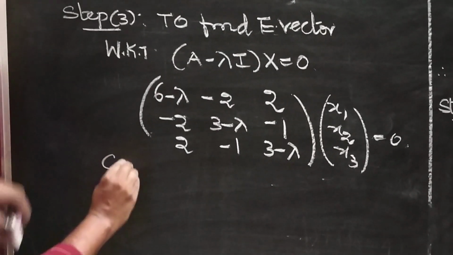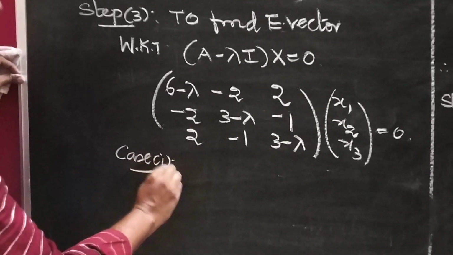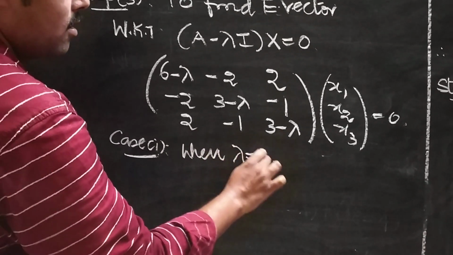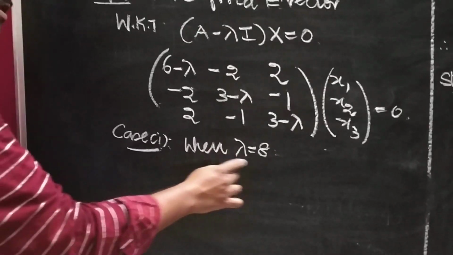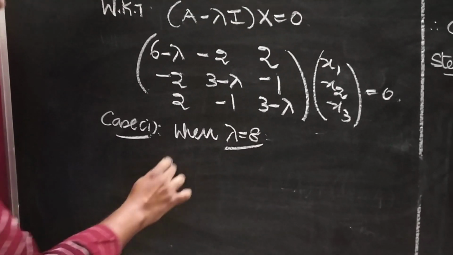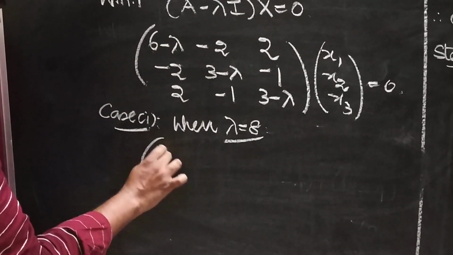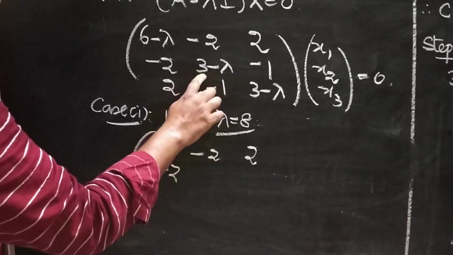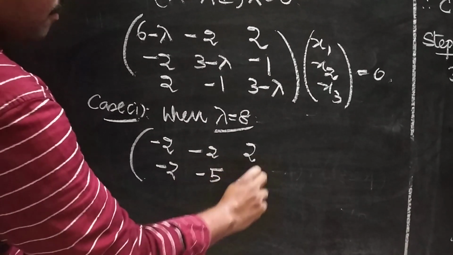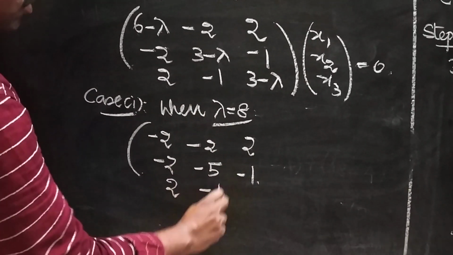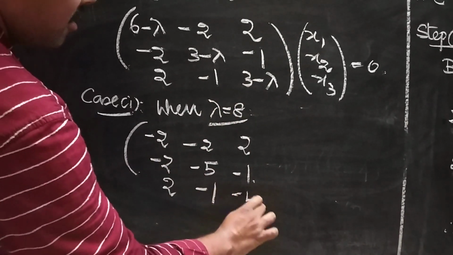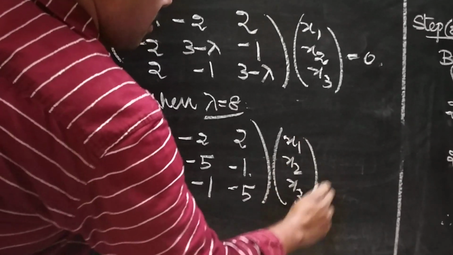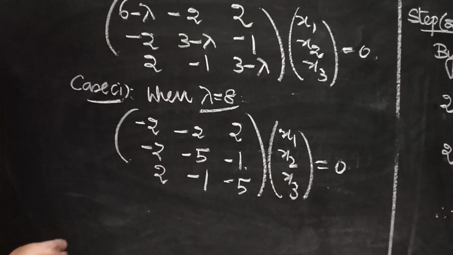Case 1, when lambda equal to 8. The roots are 2, 2, 8. First we do it for 8, the non-repeated eigenvalue. Put lambda equal to 8: 6 minus 8 is minus 2, minus 2, 2; minus 2, 3 minus 8 is minus 5, minus 1; 2, minus 1, 3 minus 8 is minus 5, into [x1; x2; x3] equal to 0. Just multiply, and we get 3 equations.